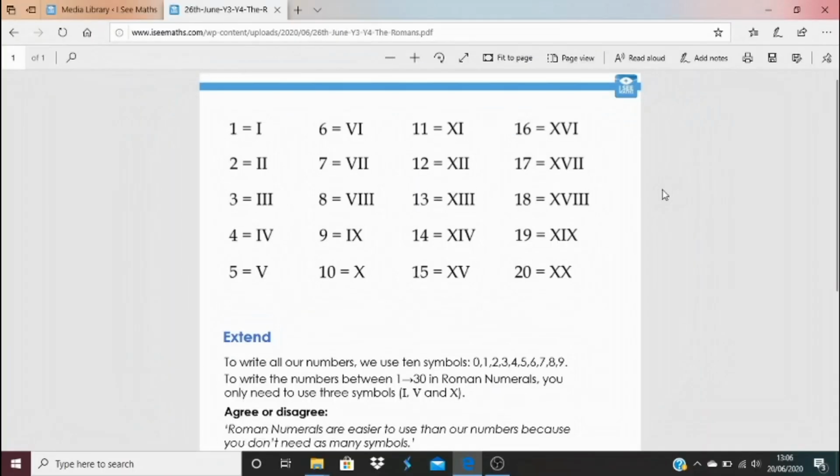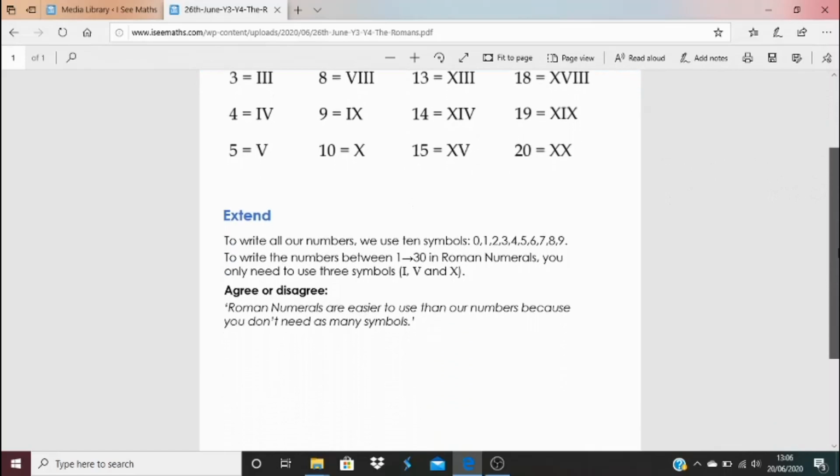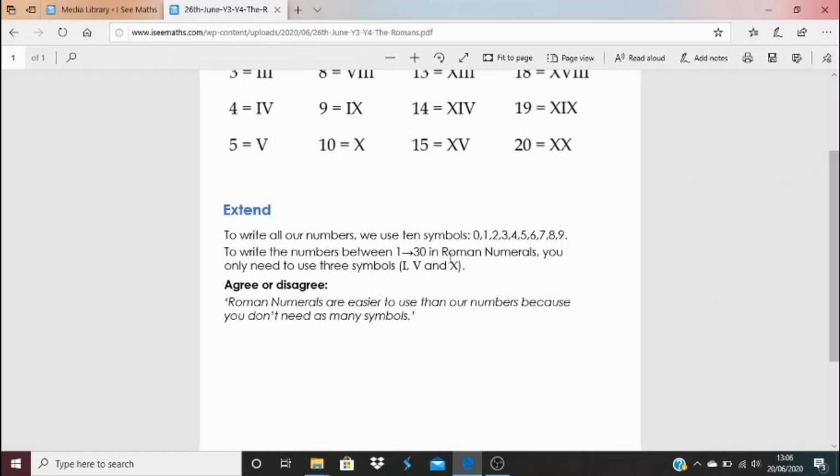On the top of the task today are all the Roman numerals from 1 to 20 that you might choose to use to help you with the original problem solving prompt. Again, you might not have used them. Then there's this extend task at the bottom, which is really about explaining. For every number that we have, we use these digits here. So if we were making 563, we would use just those digits. Whereas to write the Roman numerals between 1 and 30, you only need 3 symbols, an I, a V, and an X.